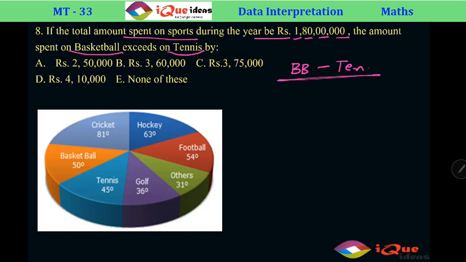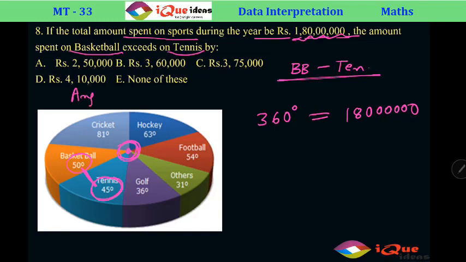Now basketball in terms of angle is given as 50 degrees, and tennis in terms of angle is 45 degrees. What do we need to do? Please understand the total angle is 360 degrees and the total expenditure is 1 crore 80 lakh. So we say that 360 degrees is equivalent to 1 crore 80 lakh rupees, right?